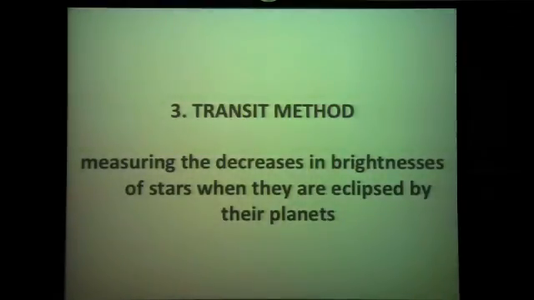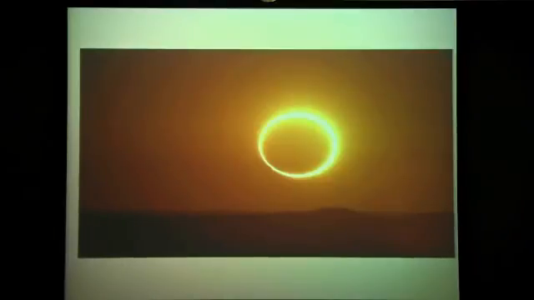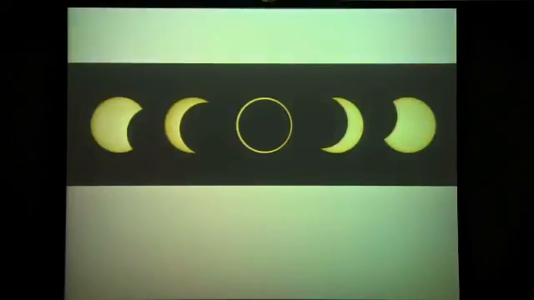One more technique, the transit method. Then we're done for the day. The transit method is used to detect the presence of planets by measuring the brightnesses of stars when the planets pass in front of the stars. They eclipse the stars, like this. So here's the moon passing in front of the sun. When it does that, the sun gets a little bit fainter, right? So if a planet does that, the star gets a little bit fainter. So you measure the brightness of the star and watch it get fainter and then brighter again.